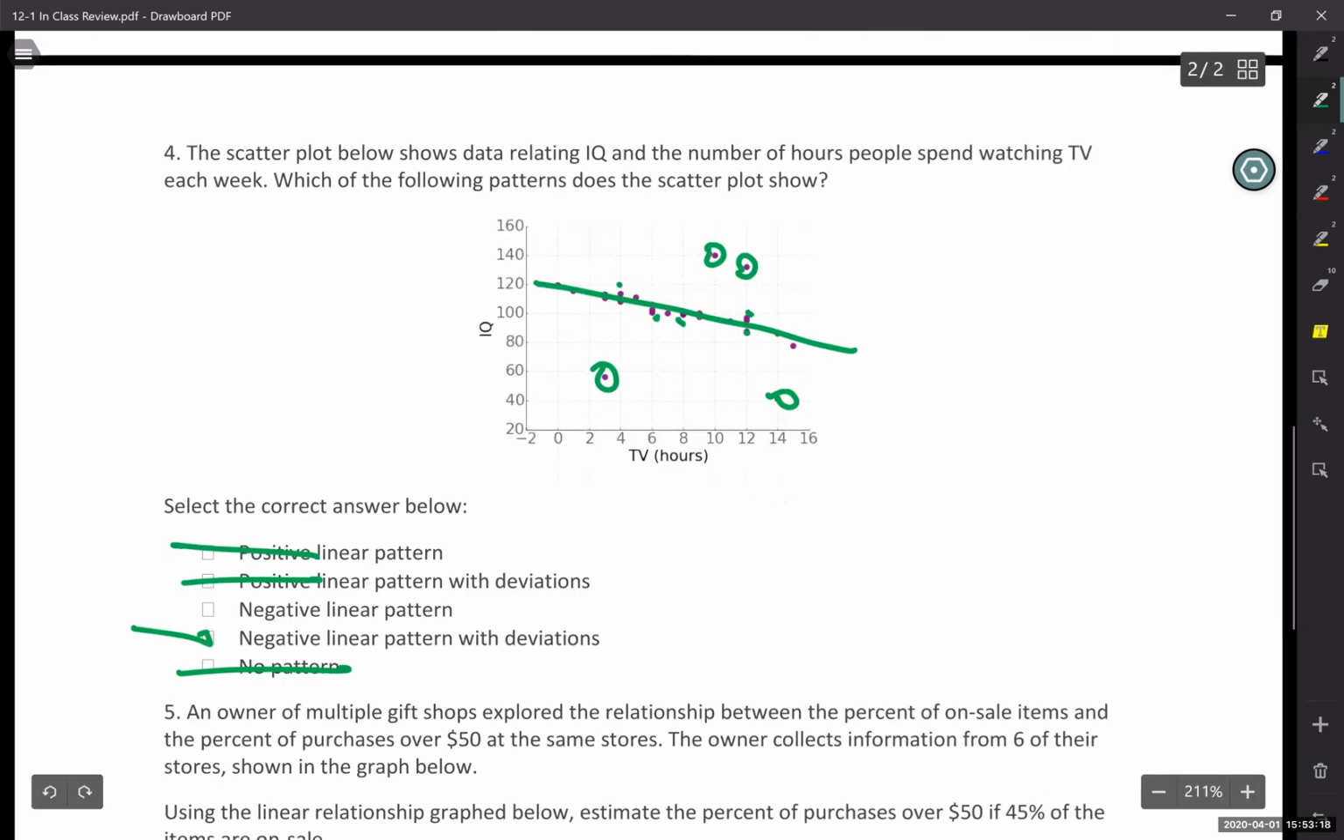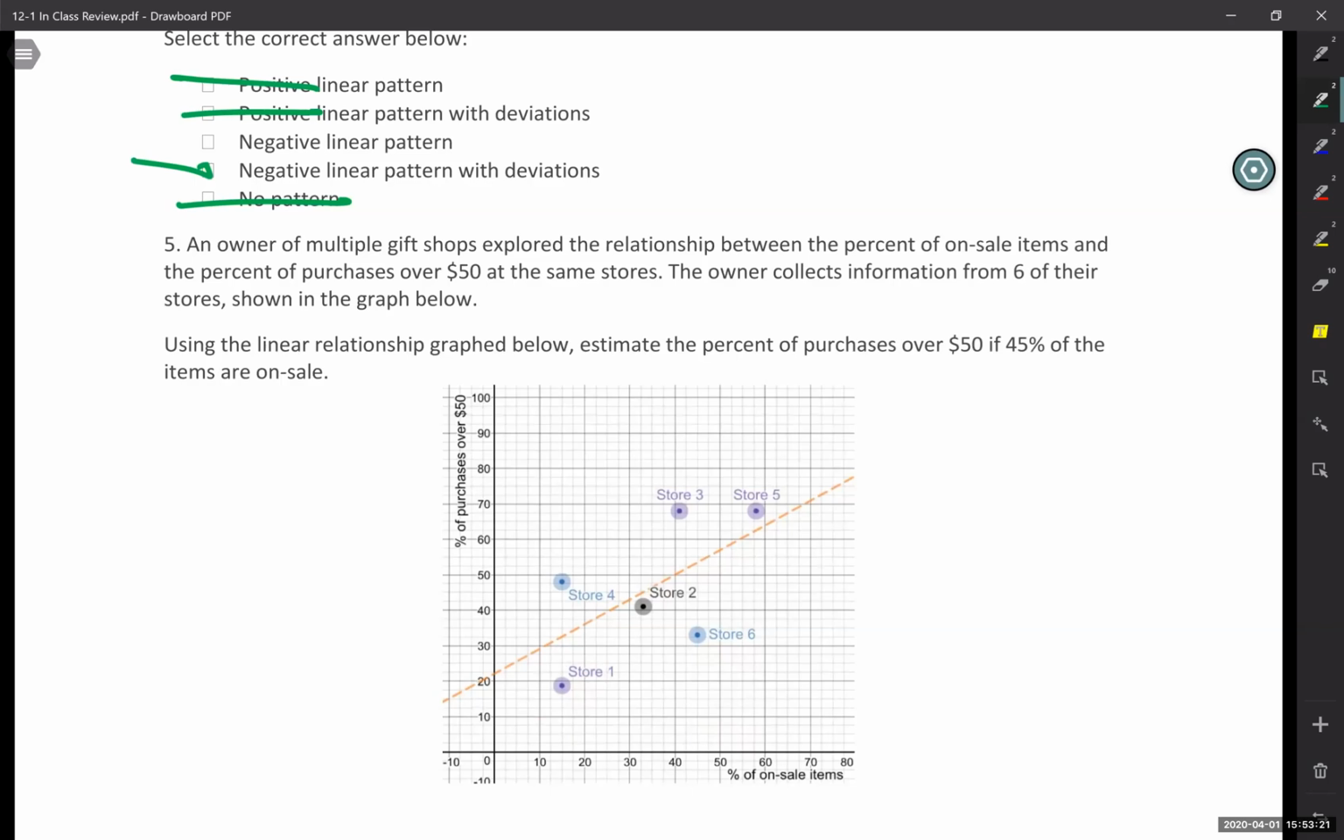All right, number 5. And this one people get mixed up on sometimes just because of the 50. Here we have the percent of items on sale as our X variable, our input, our independent variable. That's what the store can control. They can control how many items are on sale. And over here, we have the percent of purchases over $50. They can't control how much people spend, but they can control what's on sale in their store. So this $50 listed in the problem is just talking about the Y variable.